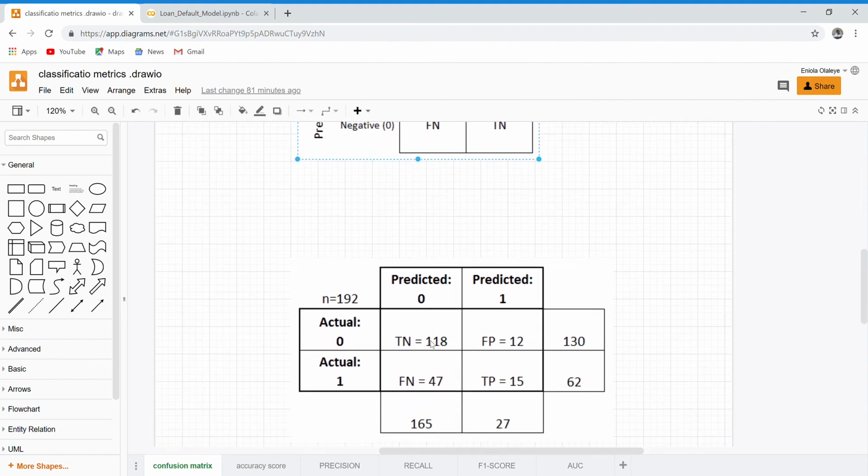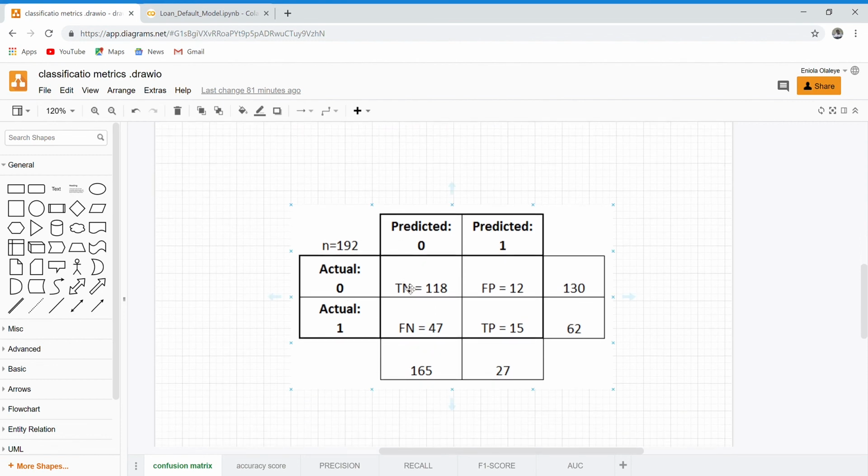So let's go down. Okay, this is an example here. Let's quickly look at this example. For true negative, we have 118 cases. That means there are about 118 people whose class is 0 and our model predicted class 0 for all 118.